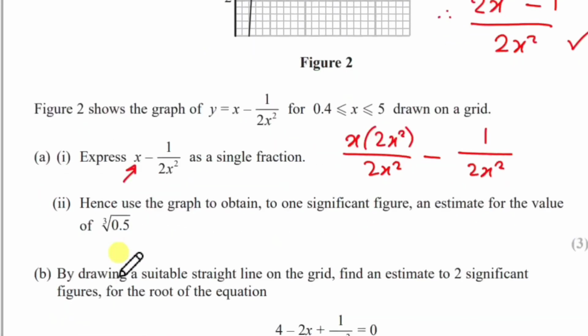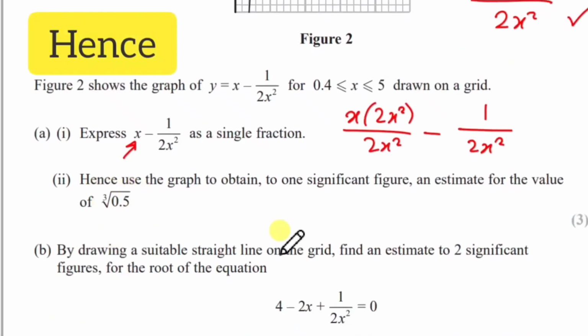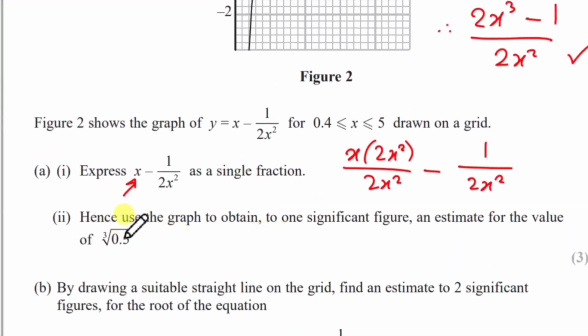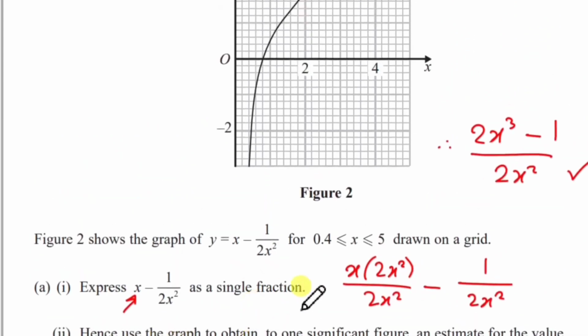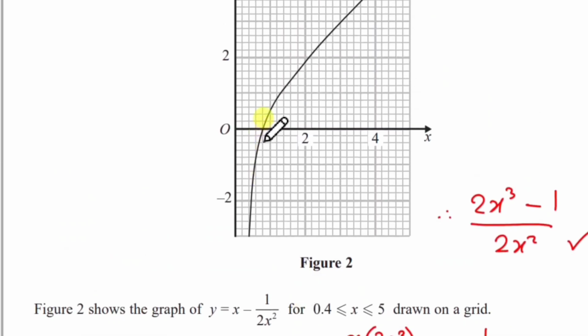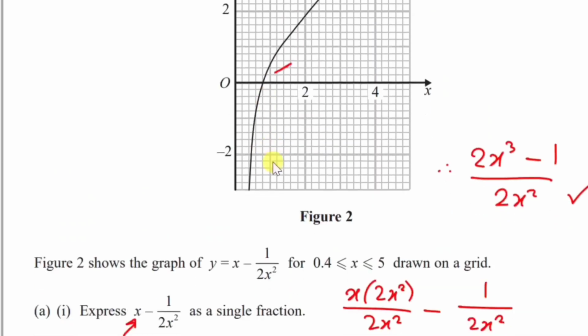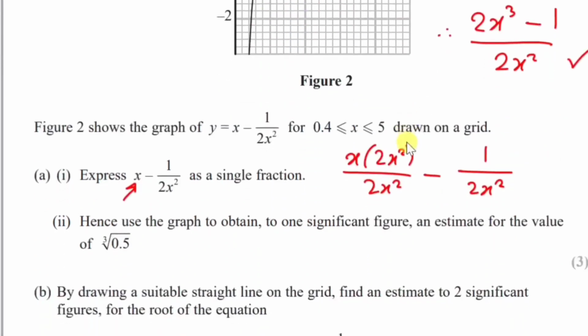Now, moving on to the second part of A, it says hence. When you see the word hence, it literally means carry on from the previous question in some way. Hence, use the graph to obtain, to one significant figure, an estimate for the value of the cube root of 0.5. Now, this is not very clear, but what it really means is that every time the graph crosses the x-axis, that's the value they want. So this value right here is basically the cube root of 0.5. So we're going to let x equal the cube root of 0.5, because that's where it's at.